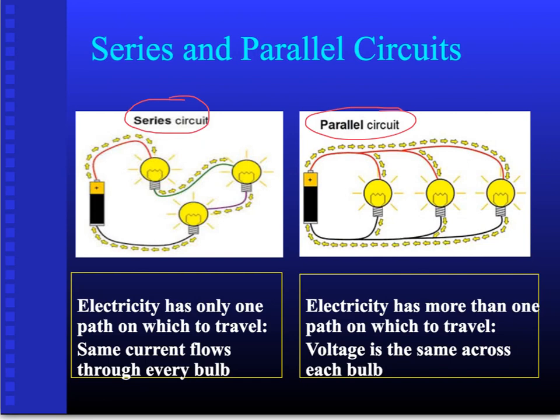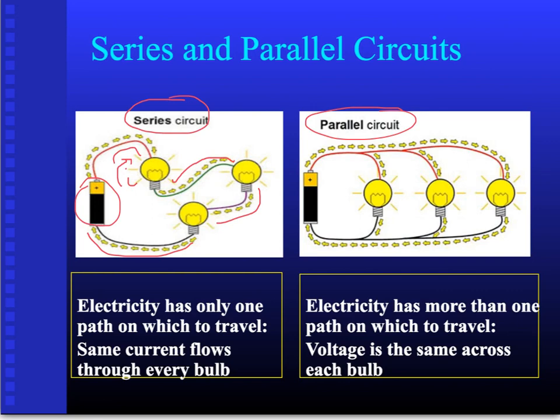When we connect the battery, as shown in the left circuit, so that there's only one connection coming from the battery out to one lamp, and then that lamp is connected to another lamp, and that lamp's connected to another lamp, and that lamp's connected back to the battery, there's only one path for the current to flow through these lamps. The current that goes through each lamp is going to be the same. It has to be because there's only one path.